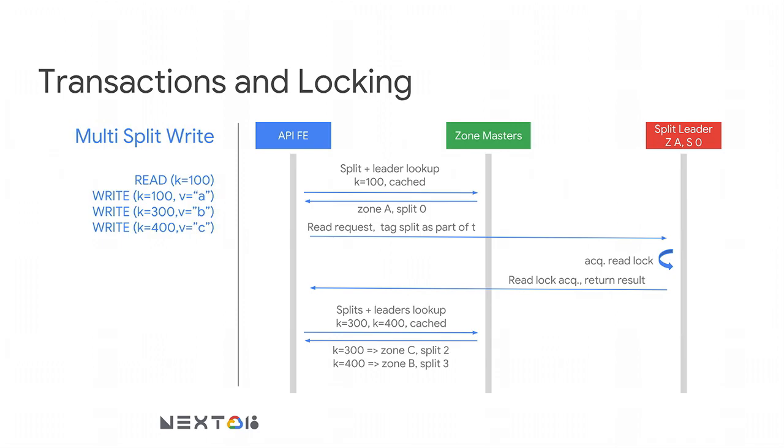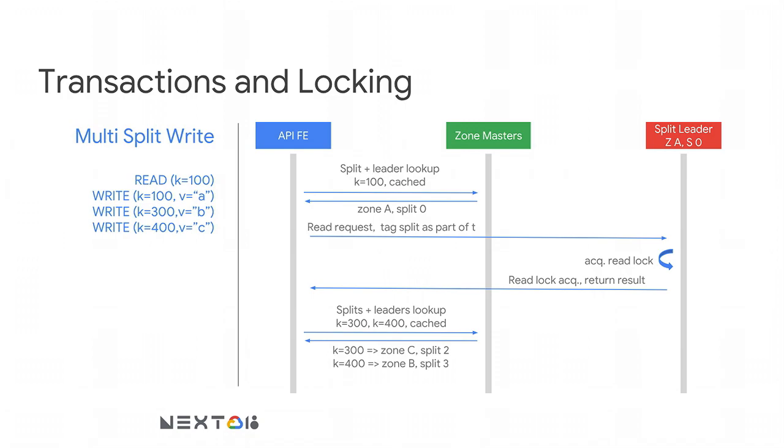Now, in this case, we have a multi-split write. So here, what I'm doing is I'm reading the value from the key 100. I'm writing a value to key 100, the value A. I'm writing to the key 300 the value B, and to the key 400 the value C. Again, we do the split leader lookup for our read, because that's the first thing that we send. Now we send the read request to the split leader of the zone A split 0. That is where my key 100 lives and the leader is.